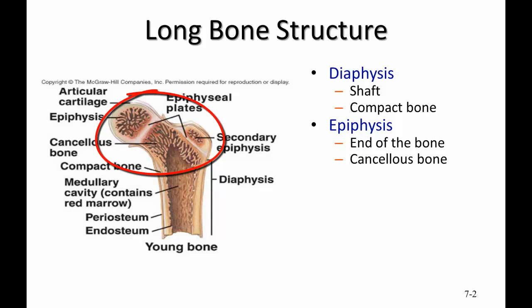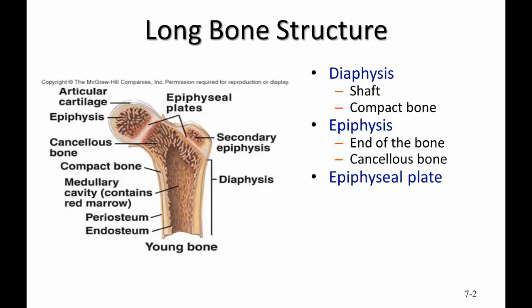We have a proximal epiphysis, which is closer to the body. We have a distal epiphysis, which is farther away. And then as the skeleton develops and grows, we have these things called epiphyseal plates. The epiphyseal plates, or what you probably know it as, is the growth plate. These are made of hyaline cartilage, and as the fetus is developing, most of the long bones start off as hyaline cartilage in a process called endochondral ossification, which we'll talk about a little bit later.